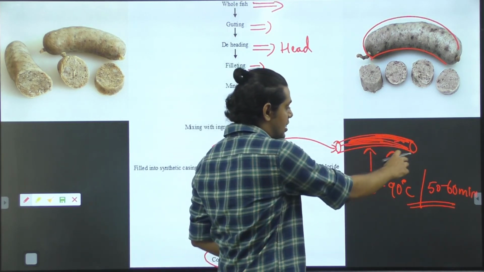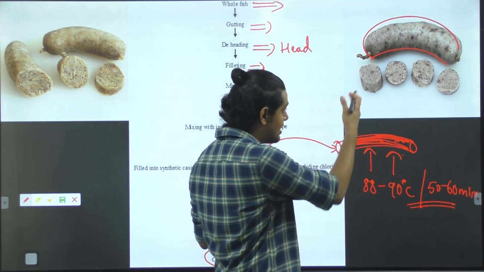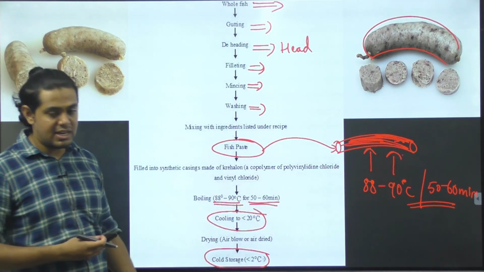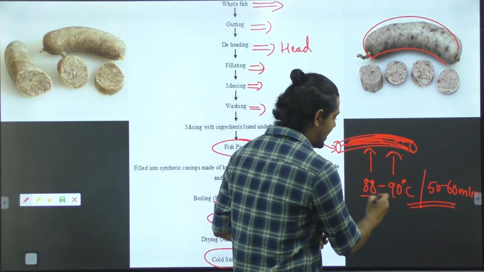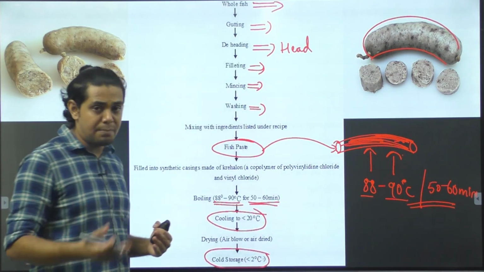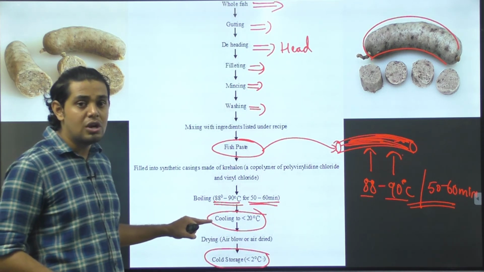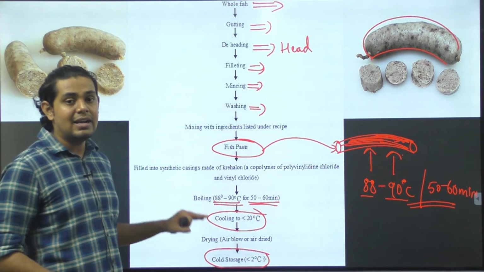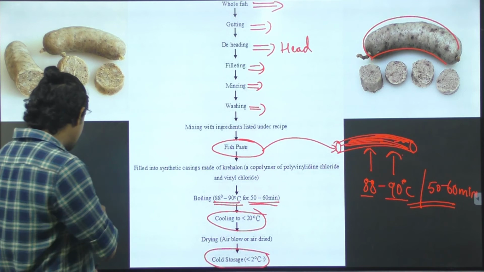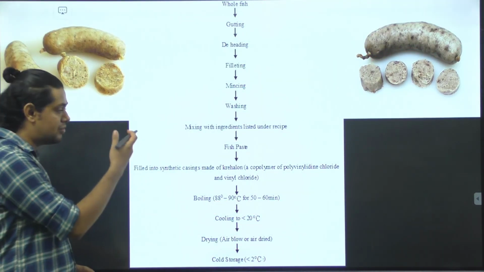Okay, so the tool that is being used has to be desirably in that particular fashion. After which we will have to subject it to boiling or heating at a temperature of 88 to 90 degrees centigrade for a period of 50 to 60 minutes, which ensures proper cooking of the product. Thereby it has to be cooled down to less than 20 degrees centigrade, dried, and stored at a temperature less than 2 degrees centigrade. So this was the method of preparation for the fish sausage.